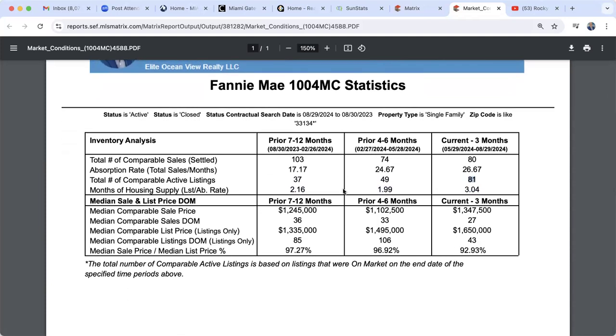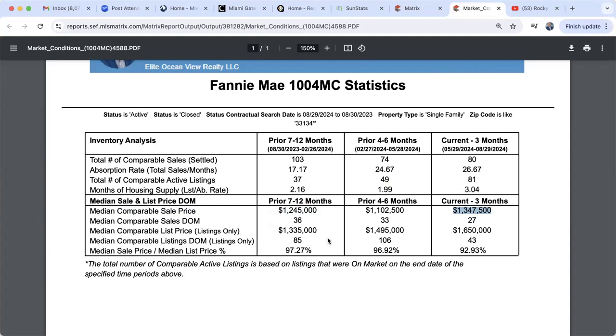Now take a look at the pricing. This line goes over the comparable sales prices. We're looking at $1,245,000, now up to $1,347,000. So if you're looking for a property in zip code 33134, you can expect to pay on average, or actually on median, not on average, on median, $1,347,000. So definitely this is a zip code that has high property value.